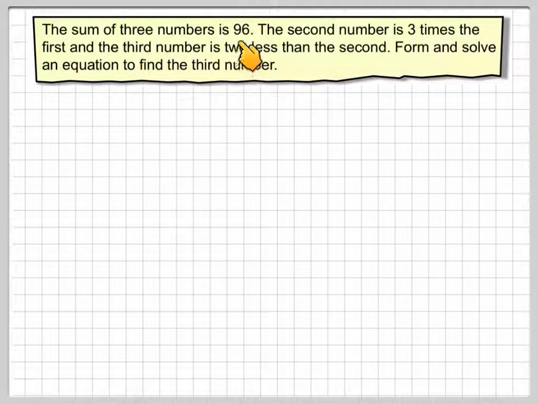The sum of three numbers is 96. The second number is 3 times the first, and the third number is 2 less than the second. Form and solve an equation to find the third number.